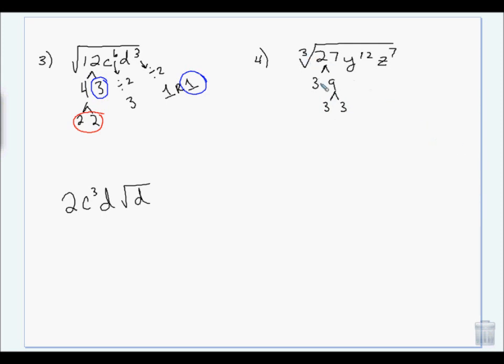So here I've got a cube root, so I'm looking for 3. I've got 3 3's. Divide this 12 by 3, and it equals 4. Divide the 7 by 3, and I get 2 with a remainder of 1. So that 1 is left behind. So I have 3y to the 4th z squared times the cube root of z.